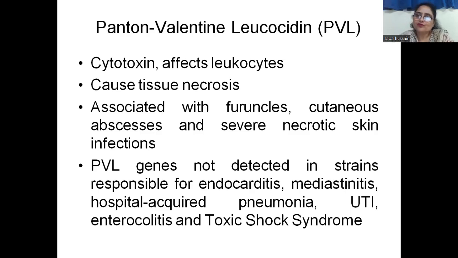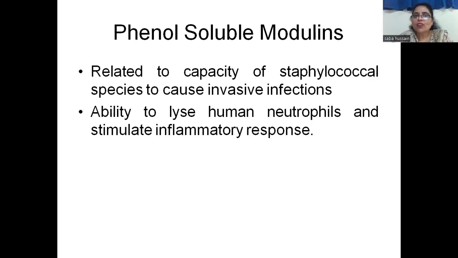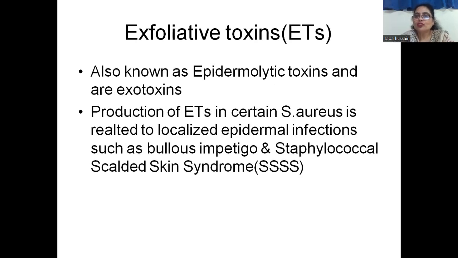This is for the people who are going for entrance exams where multiple choice questions are there. So remember that PVL genes are at present not detected in the strains which are causing the diseases I have mentioned above. Phenol soluble modulins are other pore-forming toxins, and they are said to be detected in strains which have an invasive character, which can invade tissues, lyse human neutrophils, and stimulate the inflammatory response.